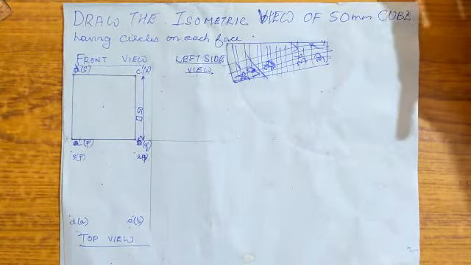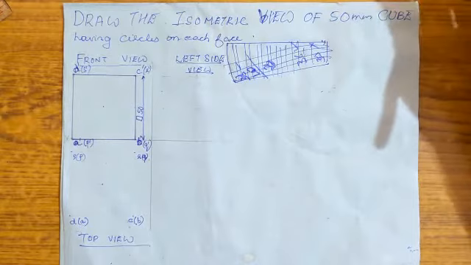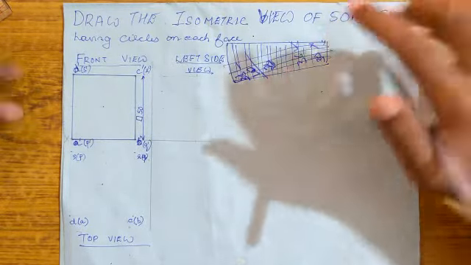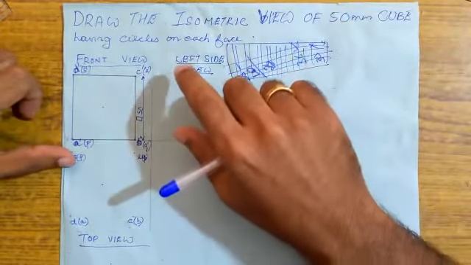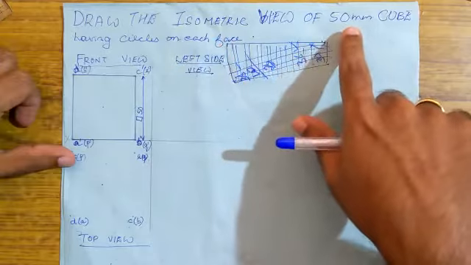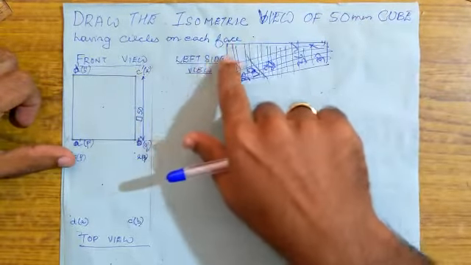Today we are going to learn how to draw a circle in isometric projection. So for that, let's take this question as an example. That is, draw the isometric view of a 50 mm cube having circles on each face.